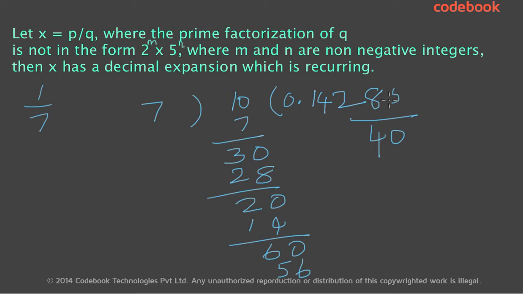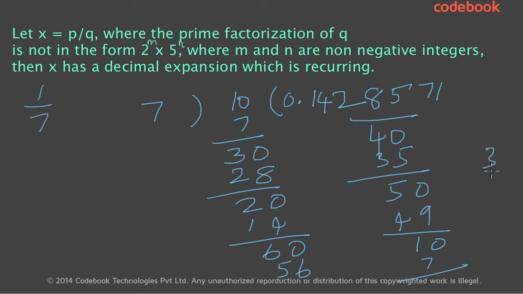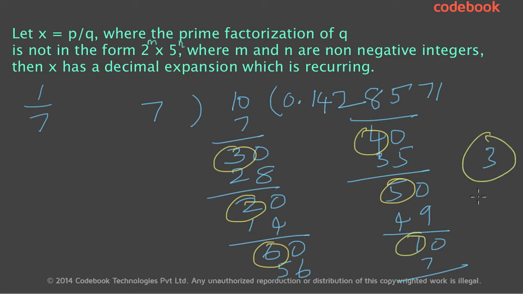7 divides 40 five times, which is 35. Now you have a remainder 5, and 7 divides 50 seven times, which is 49. You have a remainder 1, and 7 divides 10 one time, which is 7. And now you are back to the remainder 3. So if you observe, the remainders are 3, 2, 6, 4, 5, 1, and now we are back at 3. So this process is going to continue again as you have seen here.